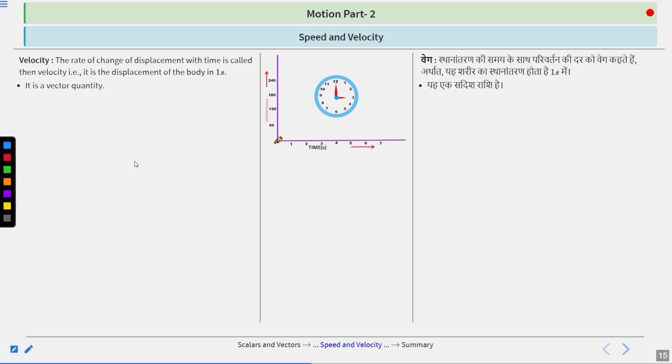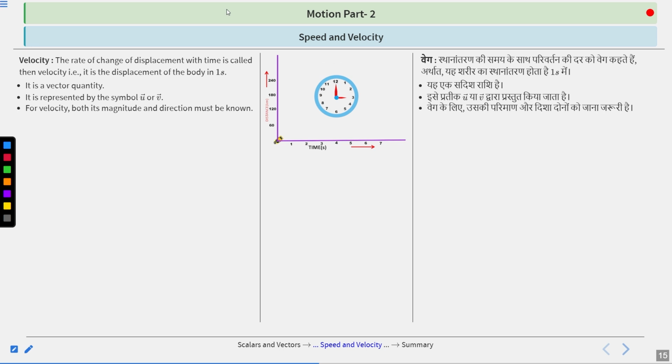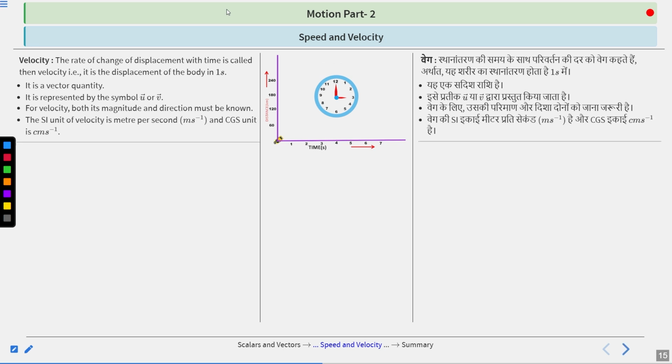It is a vector quantity, because when displacement is there, we know the displacement is associated with a specific direction. So when direction is involved, it is a vector quantity. For velocity, both its magnitude and direction must be known; only then would you be able to calculate the velocity. The SI unit of velocity is meter per second, m s^-1, and the CGS unit is centimeter per second, cm s^-1.